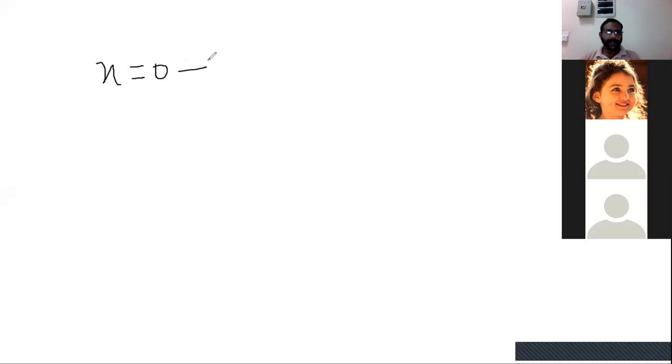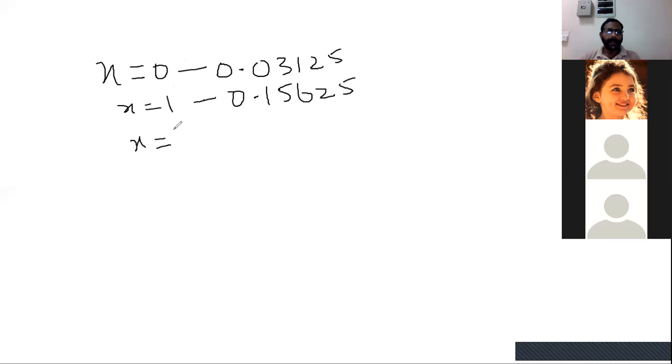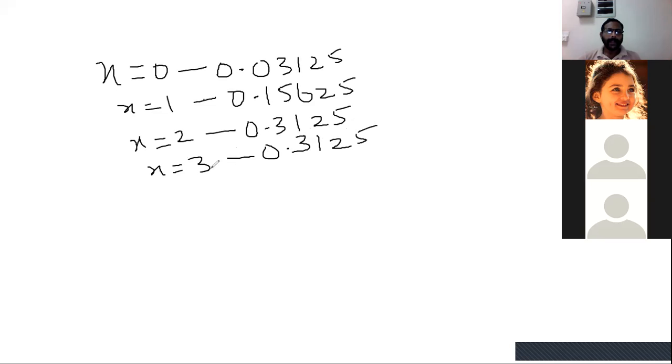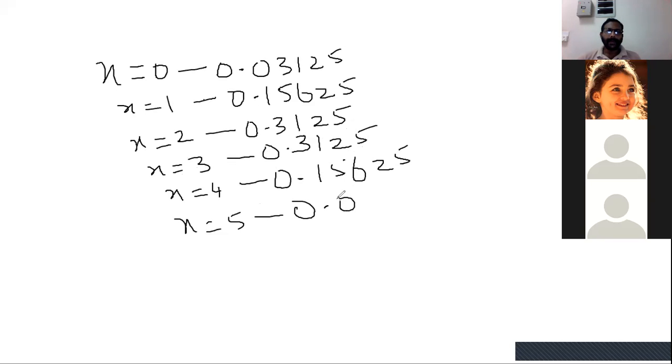Once again, when x equals 0, we got 0.03125. 0.15625 when x equals 1. 0.3125 when x equals 2. Right? When x equals 3? Again the same, 0.3125. When x equals 4, simply as I said, symmetric, it is the same answer as here, 0.15625. For the time being, you can try the last one, x equals 5. You can find out the probability as 0.03125.